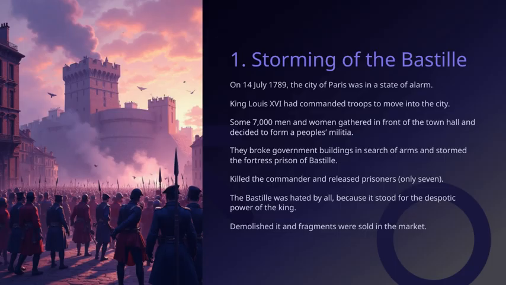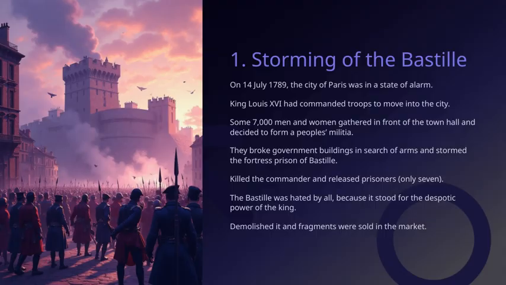Their main goal was to storm the Bastille, a fortress prison that symbolized royal authority and despotic power. During the attack, they killed the commander and freed a small number of prisoners, only 7 in total. The Bastille was hated by everyone because it represented the king's oppressive rule. After capturing it, the crowd demolished the fortress, and fragments of it were sold in the marketplace. This event marked a turning point in the revolution, symbolizing the people's fight against tyranny and the beginning of a new era.